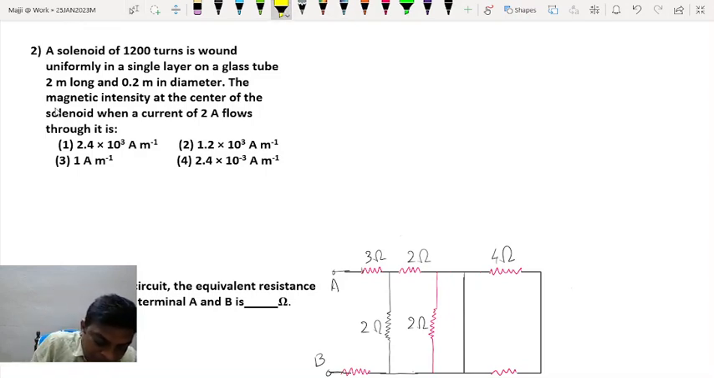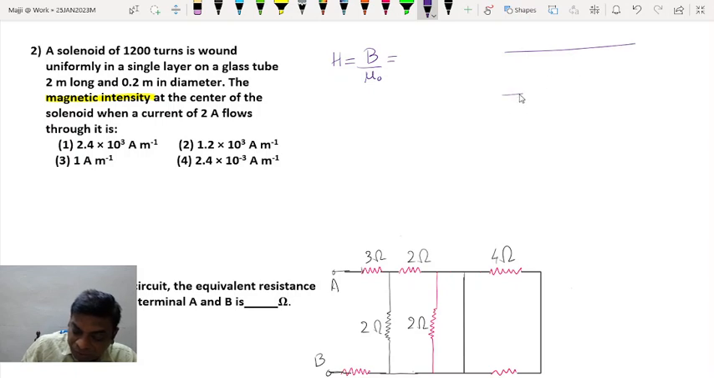Here students, we have to find the magnetic intensity, or the H vector of the magnetic field. H vector is given by B by mu. If it is air, it is mu naught. We all know that in a solenoid, the magnetic field at the center, at any point on the axis, is given by mu naught N I, where N is the number of turns per unit length, and I is the current through each turn.